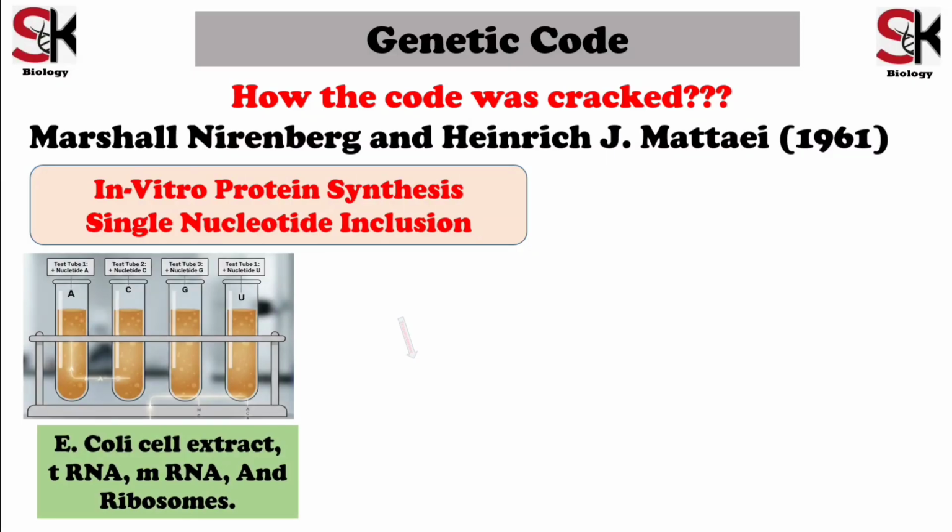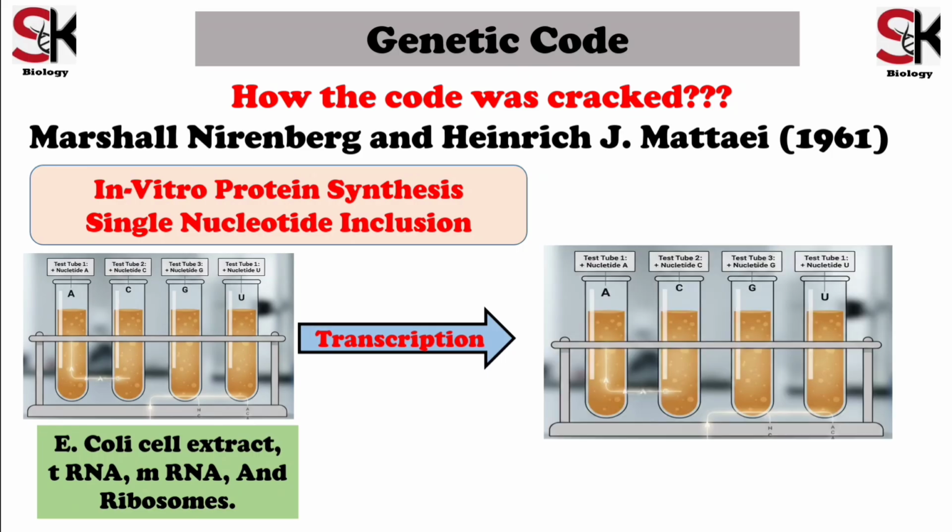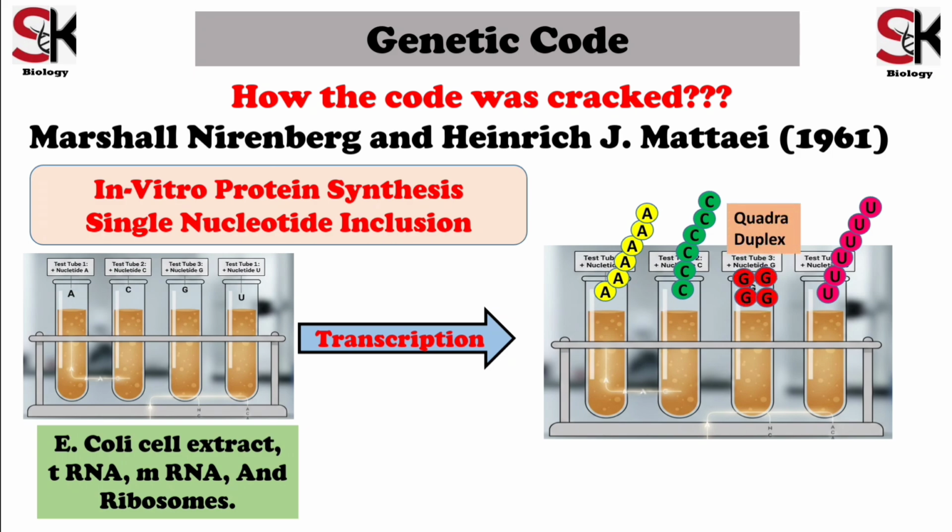When this reaction mixture undergoes transcription, it is found that in the adenine containing tube, a homopolymer of adenine is synthesized. In the same way, a homopolymer of cytosine and a homopolymer of uracil are also present in their respective tubes. But in G, they found a quadruplex structure, not a homopolymer.